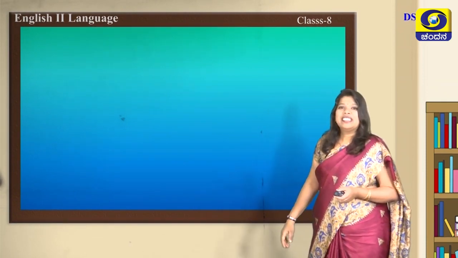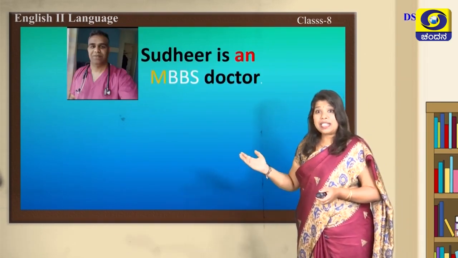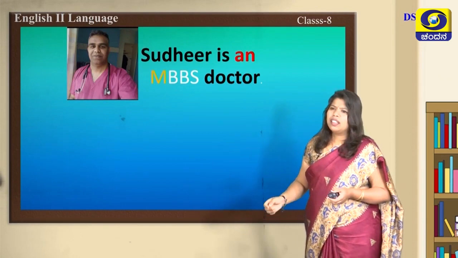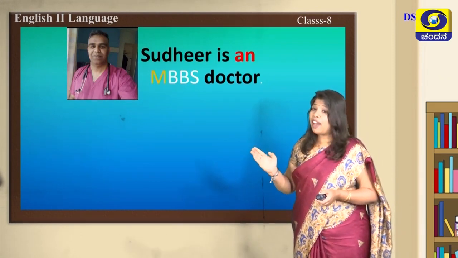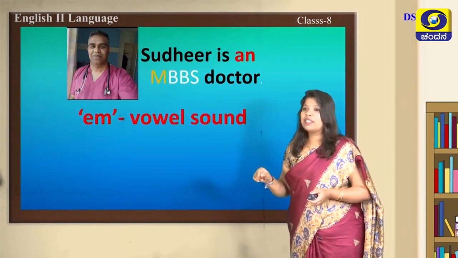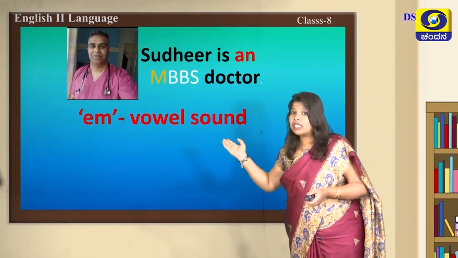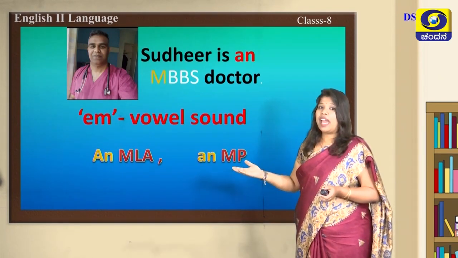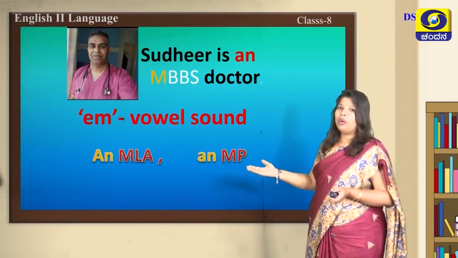Now, this is my friend Sudhir. Sudhir is an MBBS doctor. Again, you are wondering why M is highlighted and why I have used an there. Yes, because M sounds like A. The A is a vowel sound, right? So, we are using an before the word MLA, and an before MP.